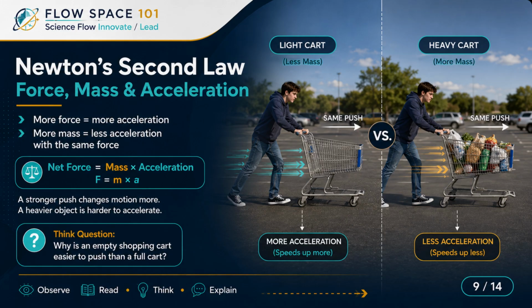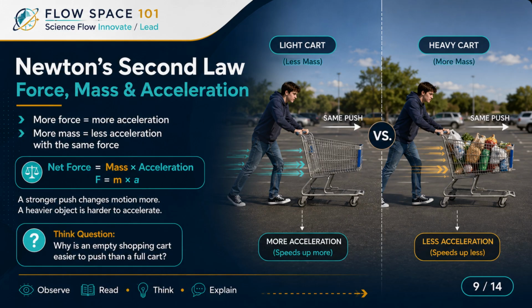Mass also affects acceleration. When the same force is applied, an object with more mass accelerates less. Think about an empty shopping cart and a full shopping cart. The empty cart has less mass, so it is easier to accelerate. The full cart has more mass, so it requires a greater force to produce the same acceleration. This means that acceleration increases when force increases, but decreases when mass increases.